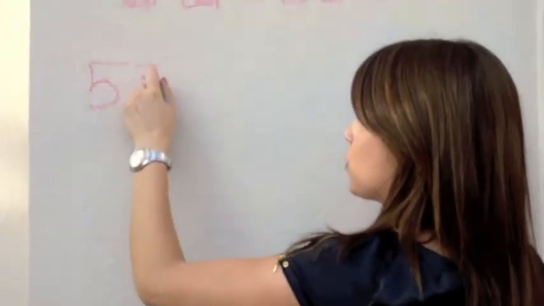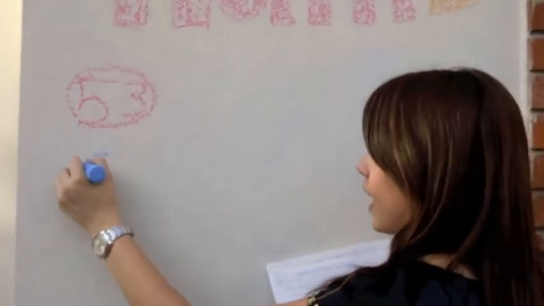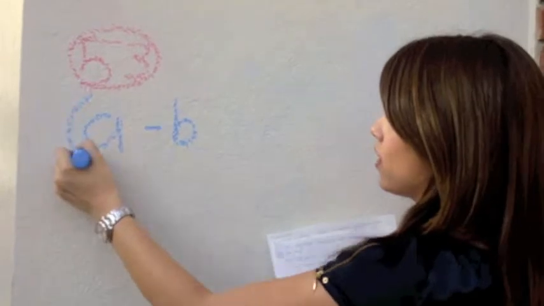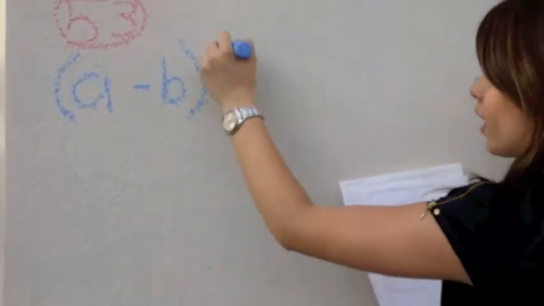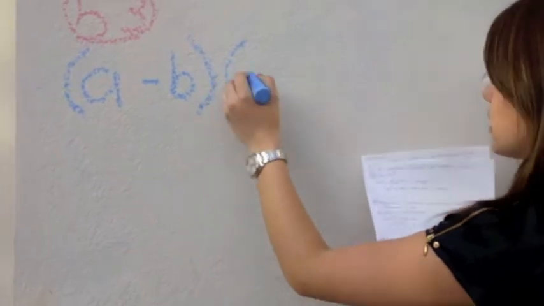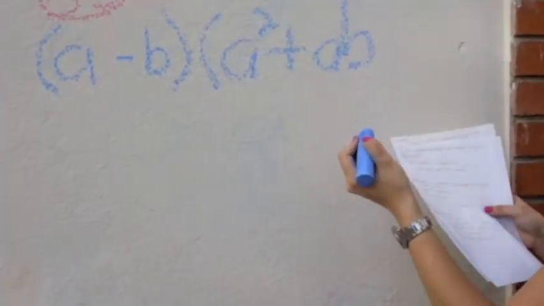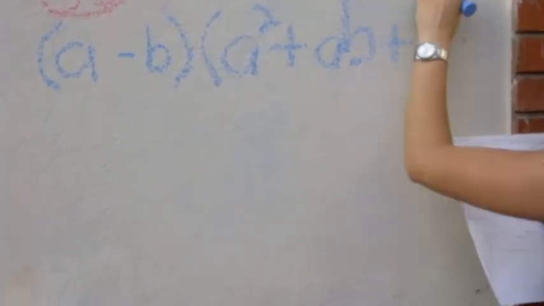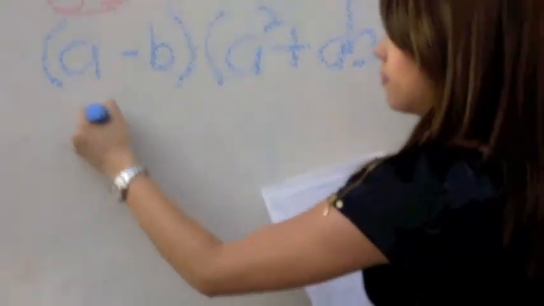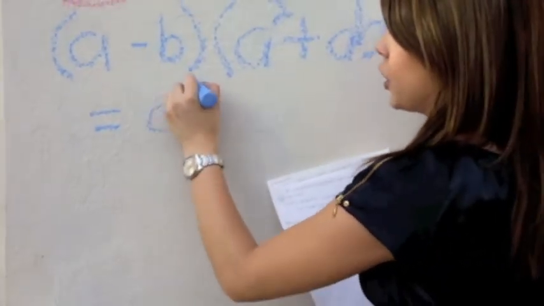Problem 53. Here we're going to use the special products formulas, and the formula is a product of a binomial and trinomial that gives a difference of cubes. The formula is the first term minus the second term, times a trinomial that is the first term squared plus the first term times the second term plus the second term squared. The answer is going to be the first term cubed minus the second term cubed.